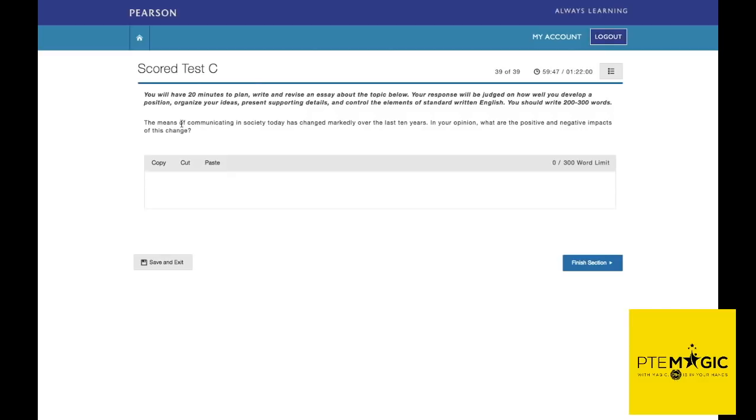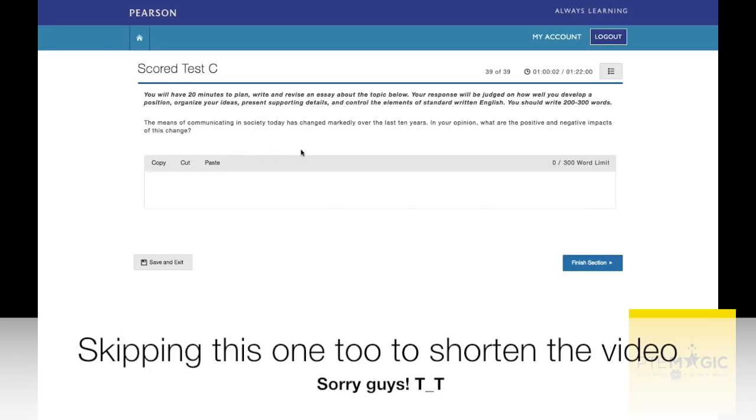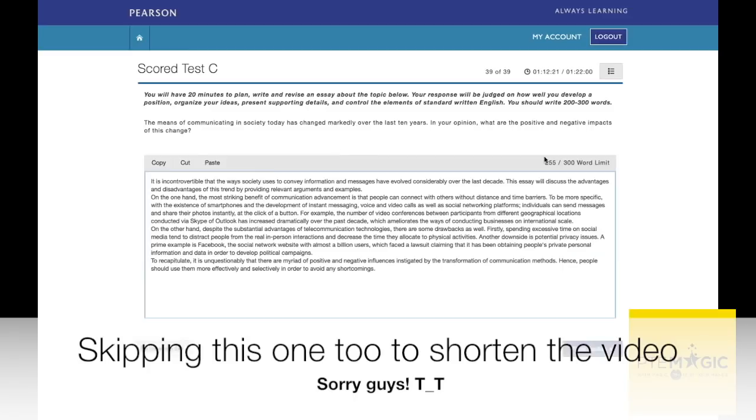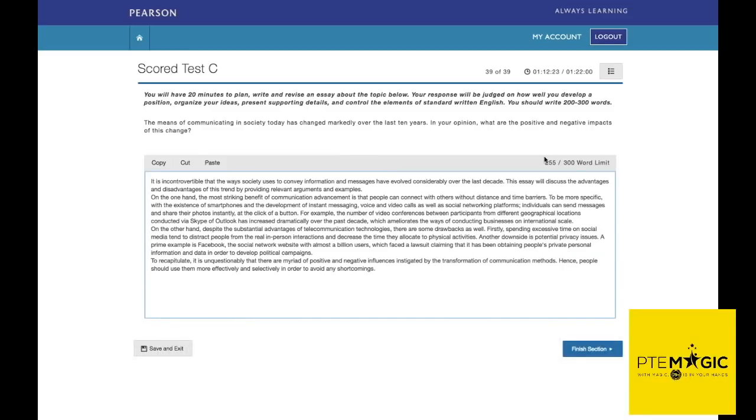Okay, the means of communicating in society today has changed markedly over the last 10 years. In your opinion, what are the positive and negative impacts of this change? Okay, I think this topic is easier than the previous one, because the previous one, I was so struck. Okay, let's just have a proofread.